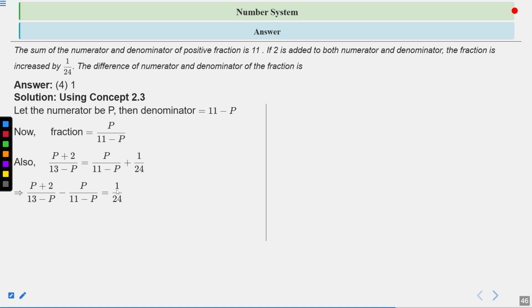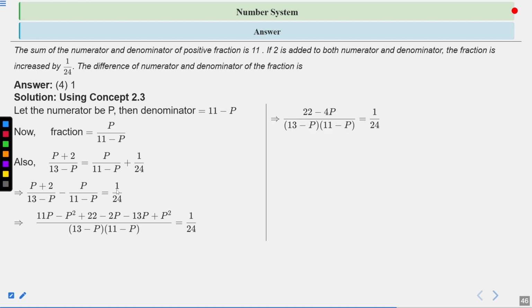Now when we simplify it, we get p plus 2 upon 13 minus p minus p upon 11 minus p equals 1 upon 24. Taking the LCM, which is 13 minus p into 11 minus p, and multiplying, we get 11p minus p square plus 22 minus 2p minus 13p plus p square equals 1 upon 24. Simplifying, we get 22 minus 4p upon 13 minus p multiplied by 11 minus p equals 1 upon 24. Now we simplify it again.